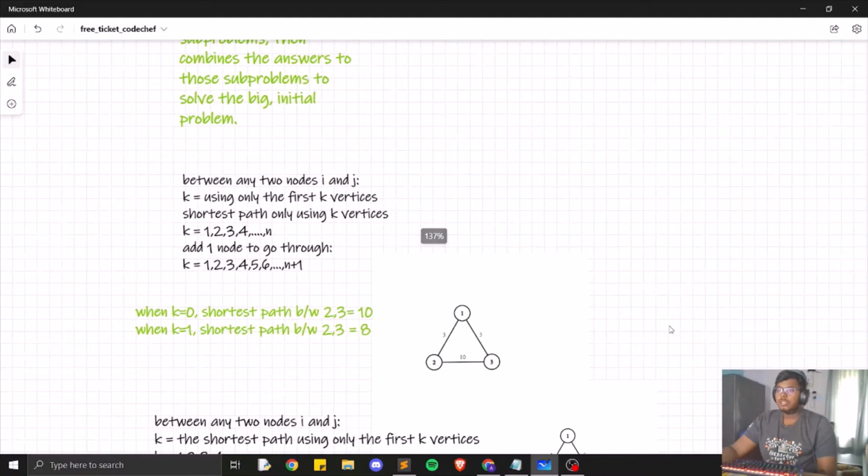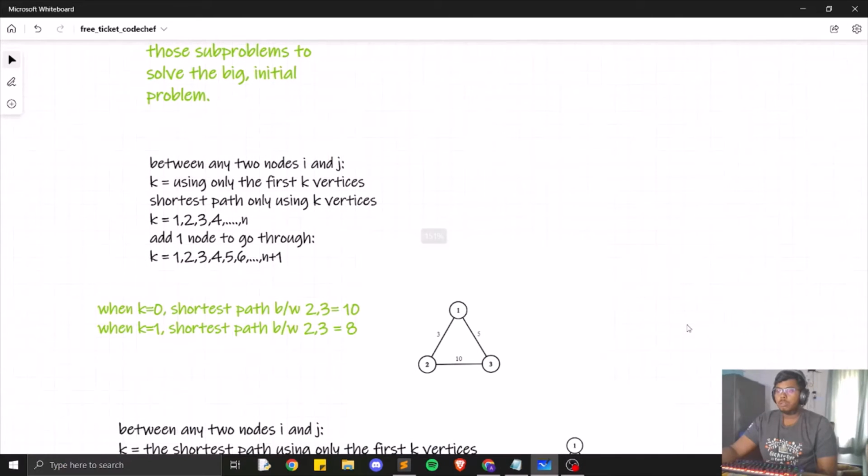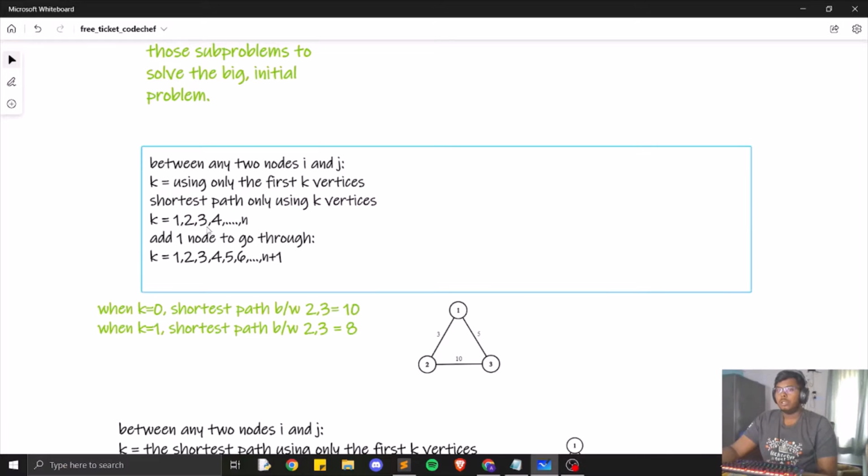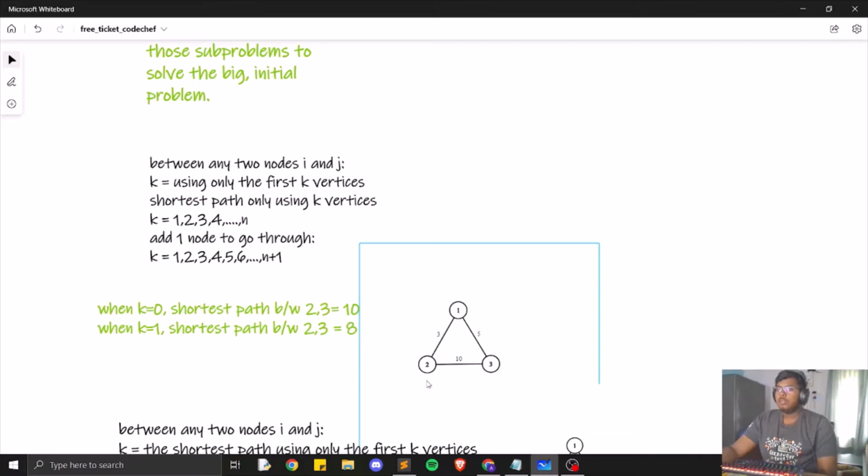Now in this graph, what happens when k equals 0? Then it means that we have to find the shortest path using no extra vertices. So the shortest path between 2 and 3 would be 10. Now let us add one more node, that is k equals 1. Then we can also use node 1 as well. Then the shortest path would be from 2 to 1 and then from 1 to 3, that is 3 plus 5 equals 8.